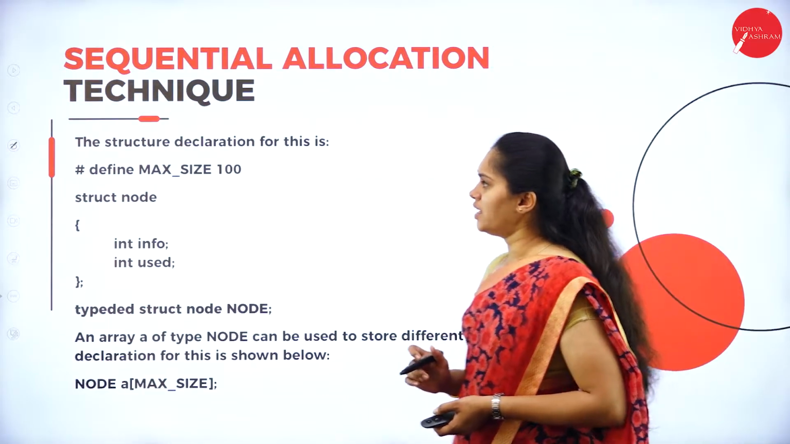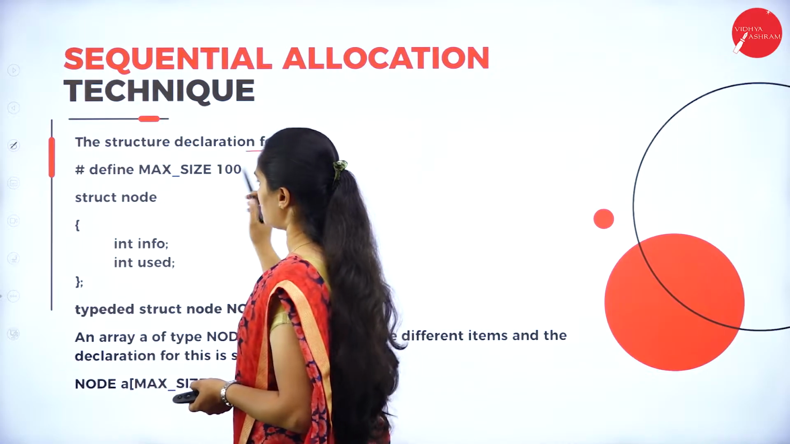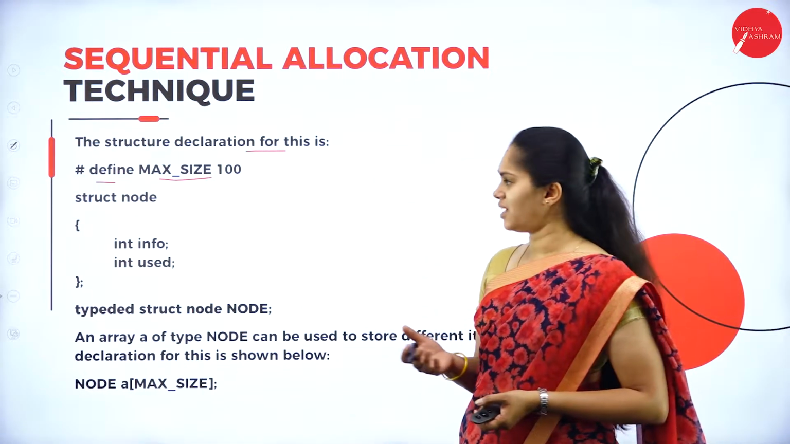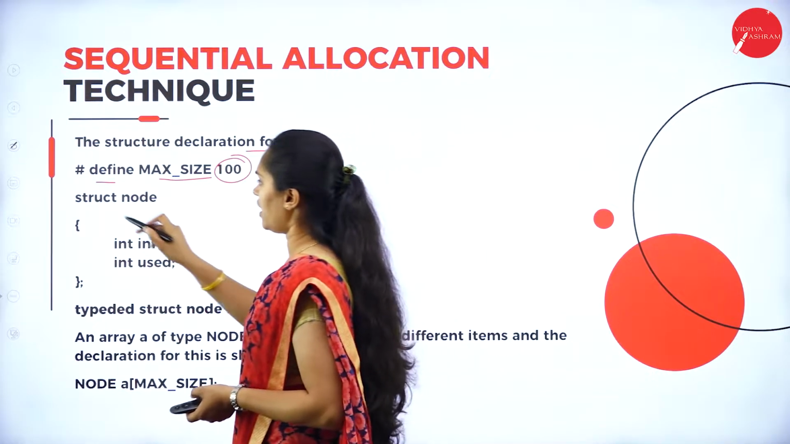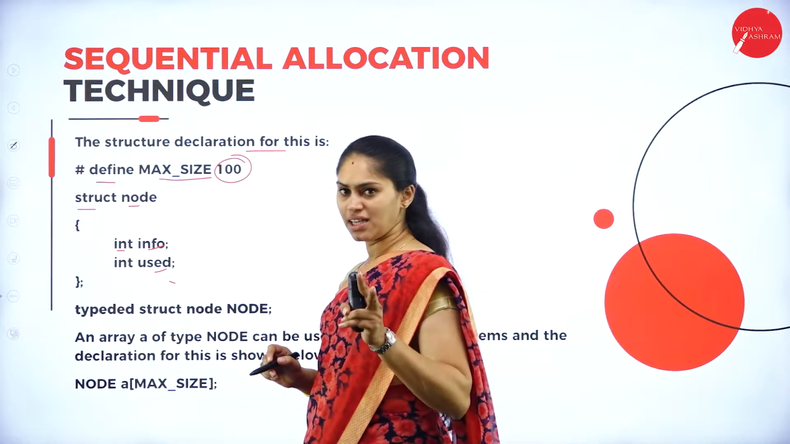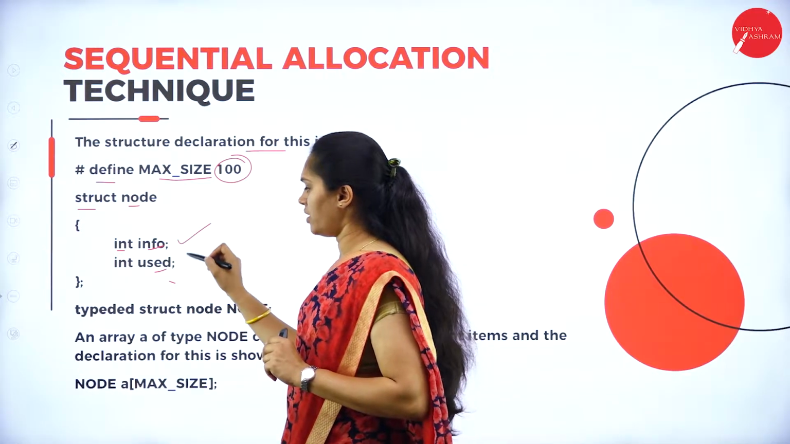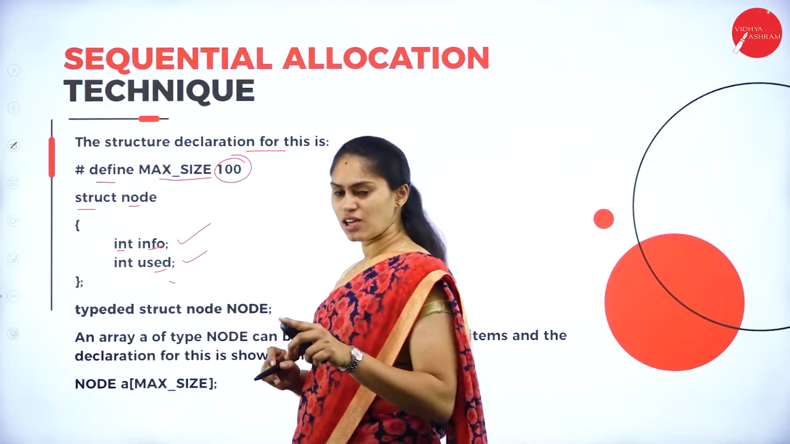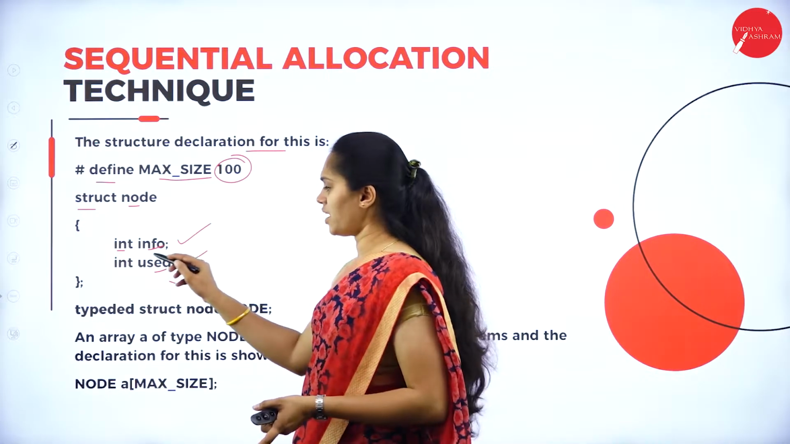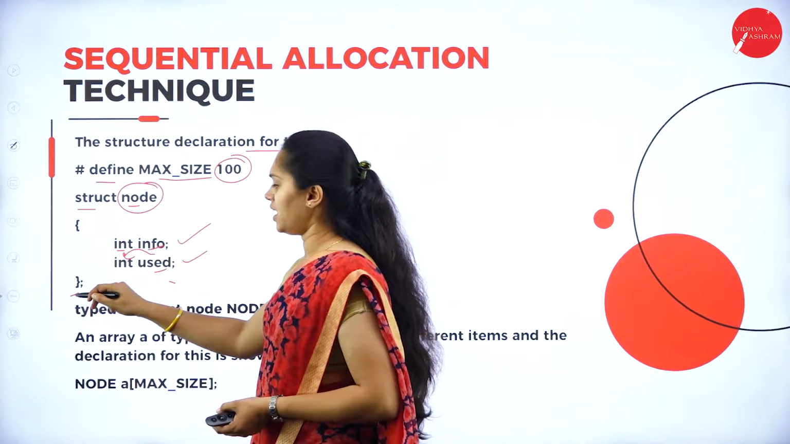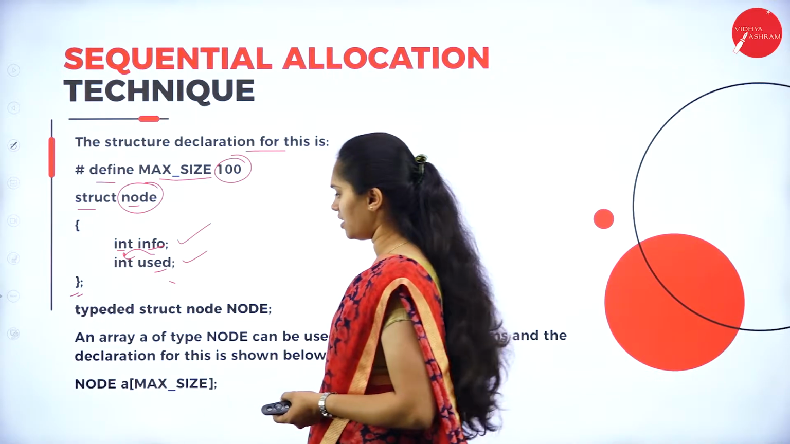And also you can see the structure declaration for this. Define max size 100. I am giving the size of a binary tree as a maximum of 100. Then struct node with int info and int used. I am creating two variables, one is info, one is used. As I told earlier, used can store 0 or a non-zero value, so I require an integer. I have these two fields in the node and I am closing this structure here.